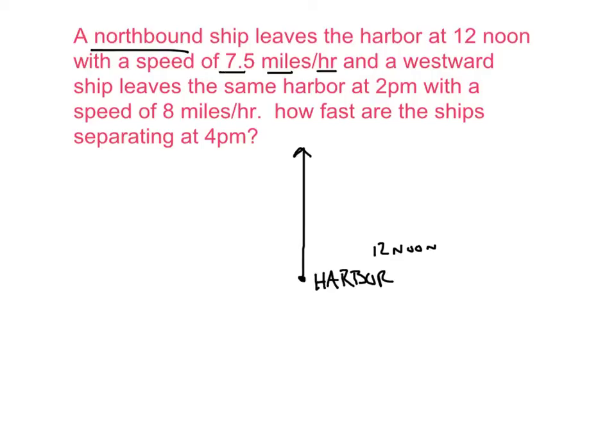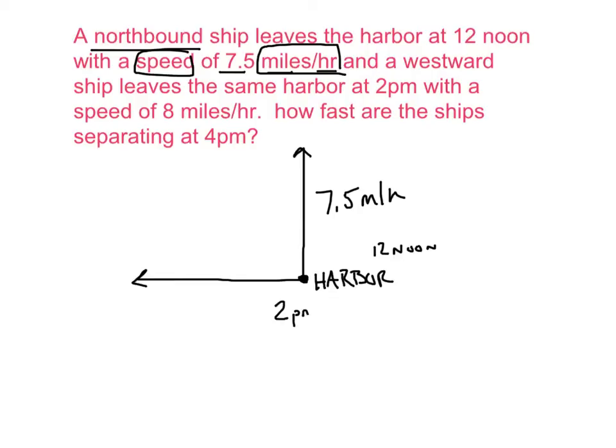So are they giving me the side or the rate of the side? Hopefully those units give it away and the word speed. So I'm going to say 7.5 miles per hour, that is a rate. And a westward ship, so now I've got a ship going this way, leaves the same point, the same harbor, at, I'm just going to make a note, 2 p.m. with a speed of 8 miles per hour. So again, they're telling me speed, my units are miles per hour, make sure you recognize that as a rate.